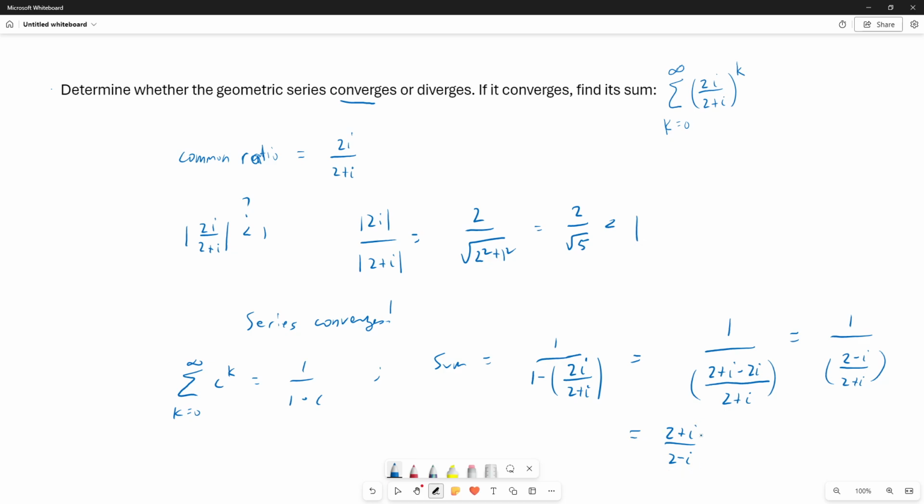I guess we could write that in standard form. If we multiply by 2 plus i, the conjugate of the denominator, over itself, then on the bottom we get a real number, which would just be 5. And in the numerator we get 4 minus 1, so 3. And then the imaginary part will be 2i, 2i, so 4i. So it looks like our sum is 3 plus 4i over 5, or 3/5 plus 4/5 i.